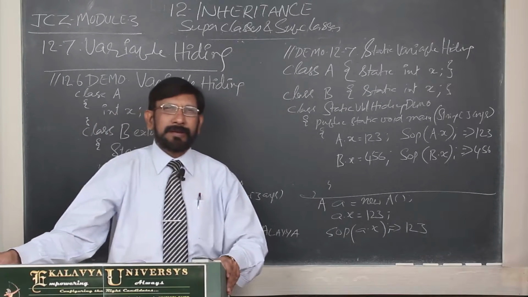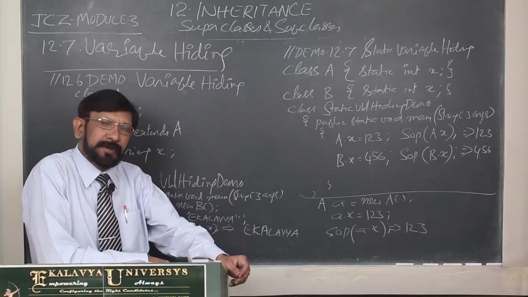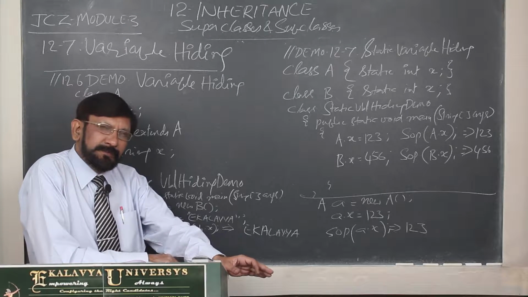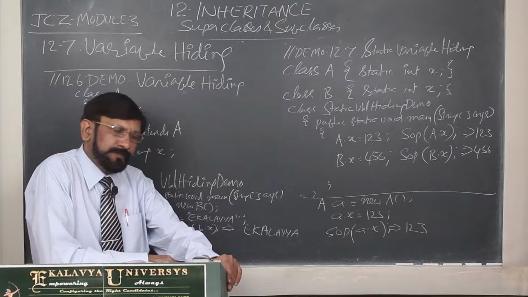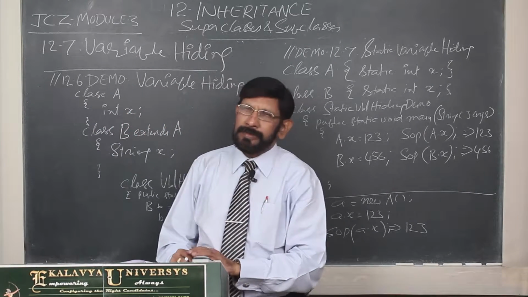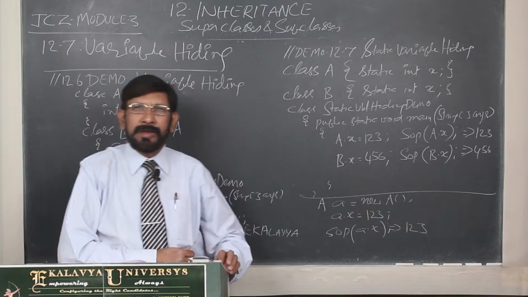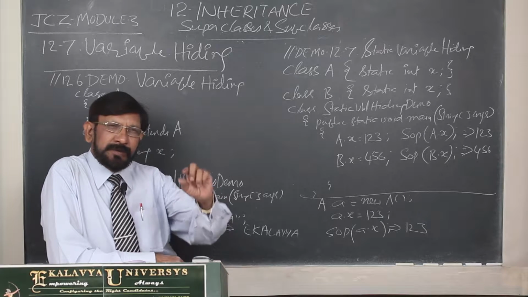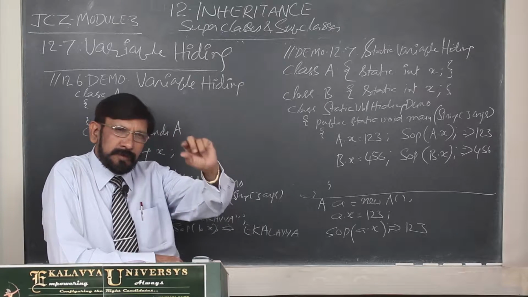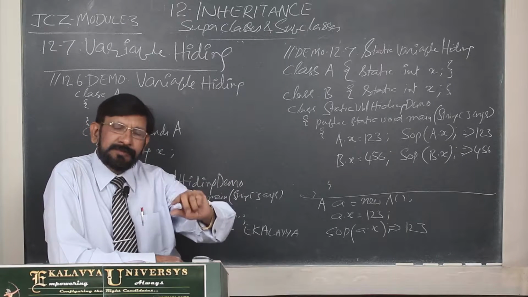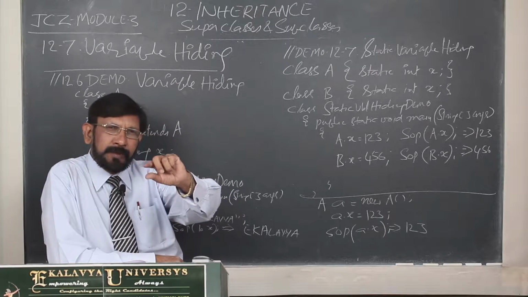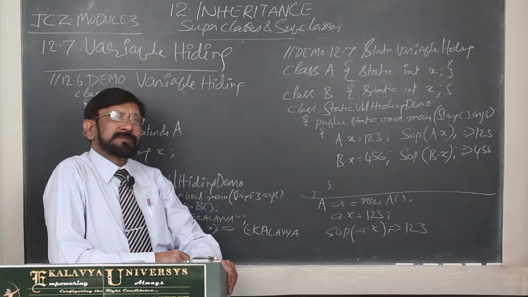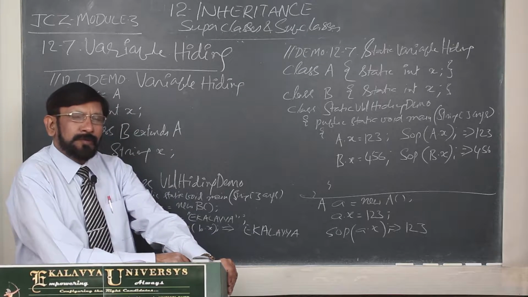Hello friends, now let us take up the concept number 12.7, variable hiding. This is a very simple concept, but creates a doubt to you. As I told you in the previous concept, every object holds the copies of the instance variables of its class as well as the instance variables of its superclass or superclasses. In such case, you may get one doubt.